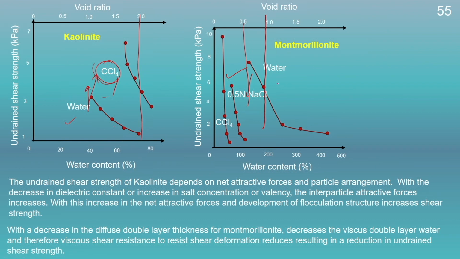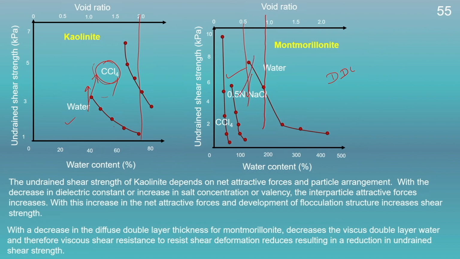Now, if we look into the montmorillonite, here the shear strength will be controlled by the diffuse double layer thickness. We know that diffuse double layer water is a more viscous one. Therefore, the higher the diffuse double layer water, the more the viscous shear resistance to resist the shear deformation. With a decrease in the diffuse double layer thickness, the viscous diffuse double layer water will also decrease. Therefore, its viscous shear resistance to resist the shear deformation will also decrease.